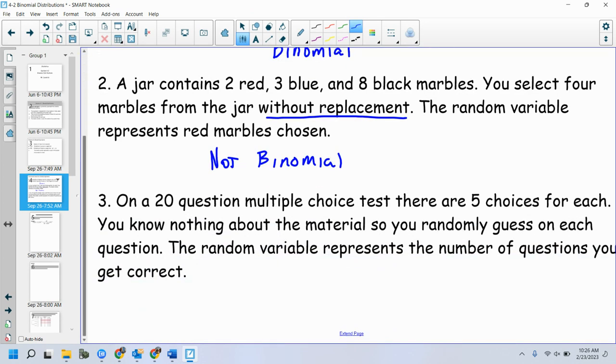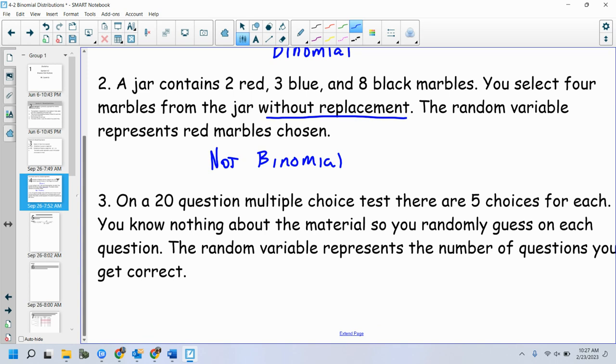On a 20-question multiple choice test, there are 5 choices for each. You know nothing about the material, so you randomly guess on each question. The random variable represents the number of questions you get correct. Binomial or not? Why not? I think we are considering here that, is the guessing considered? Yeah, I call this binomial.